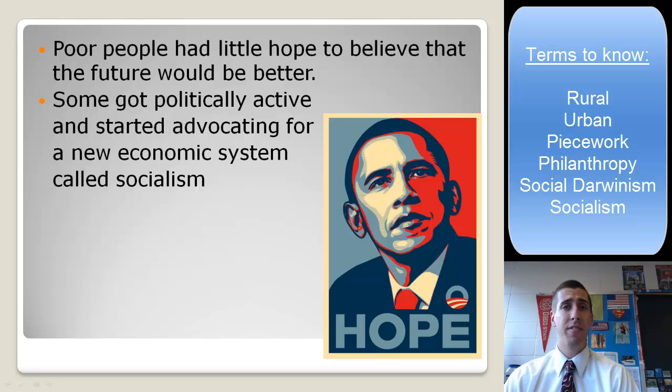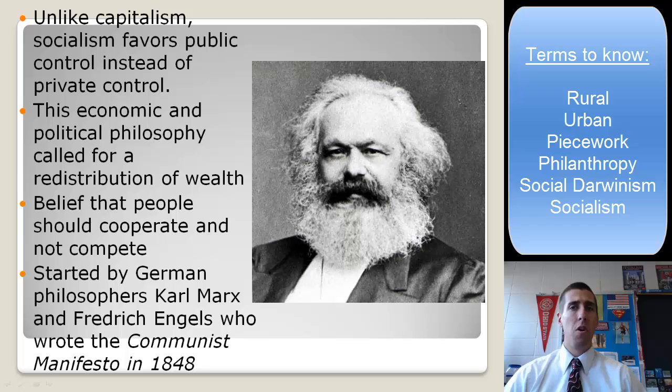Some people got politically active and they looked to relieve their lower class status by advocating for a new economic system called socialism. So, unlike capitalism, socialism is going to look at public control instead of private control. So, it's no longer the individual citizen who gets to pick what's made, who they're selling it to, and for how much, but there's going to be a group that really gets together and decides this, and we'll see how that works. Socialism is going to look for a redistribution of wealth, and this is really why a lot of people opposed it. It's a belief that people should cooperate instead of competing, and that there should be an even playing field.